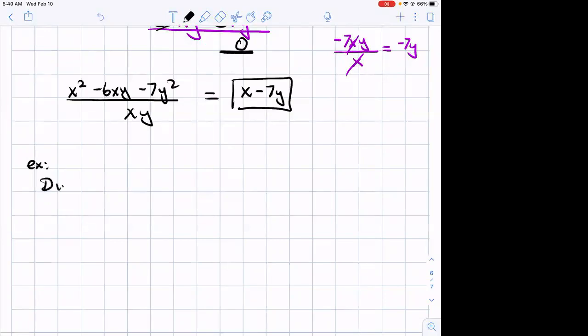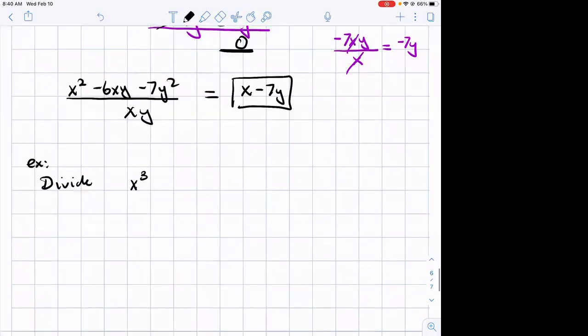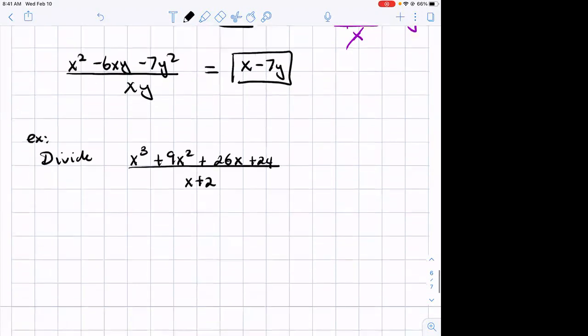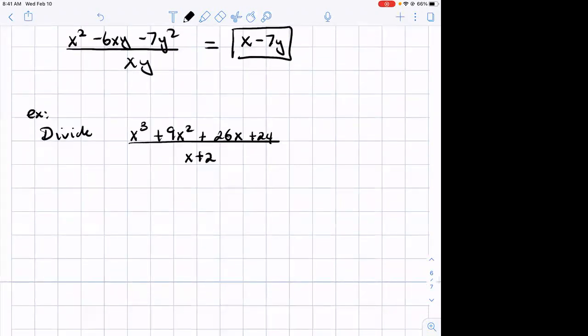Divide x cubed plus 9x squared plus 26x plus 24 divided by x plus 2. So we look for missing terms in the numerator.